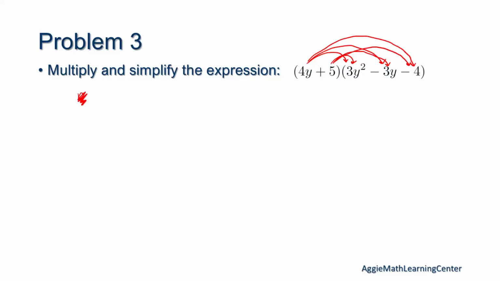Okay. So 4y times 3y squared would give us 12y cubed. And then minus 12y squared. And minus 16y. All right. So then 5 times 3y squared equals 15y squared. Then minus 15y minus 20. Does that kind of make sense how that multiplying went?